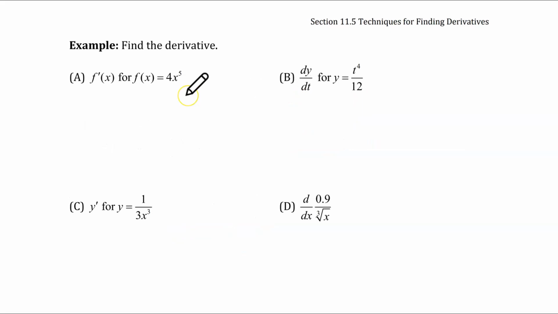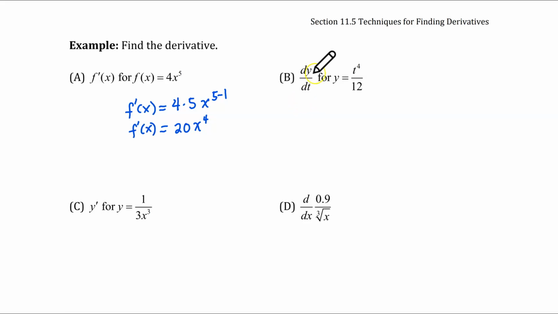Let's consider the following example. Let's use the constant multiple rule for the power rule. So for letter A, if f of x is equal to 4x to the 5th, its derivative is just equal to 4 times 5 times x to the, subtract 1 from 5. 5 minus 1. Simplify it, that's equal to 20x to the 4th. So the derivative is 20x to the 4th.